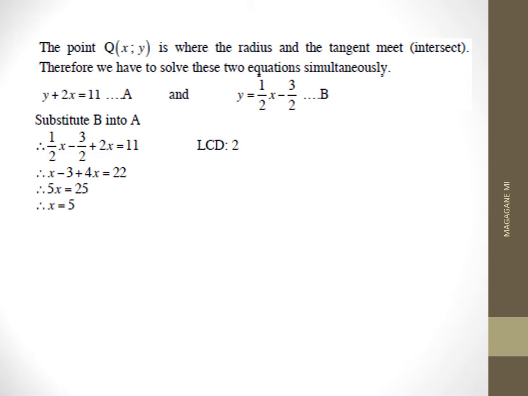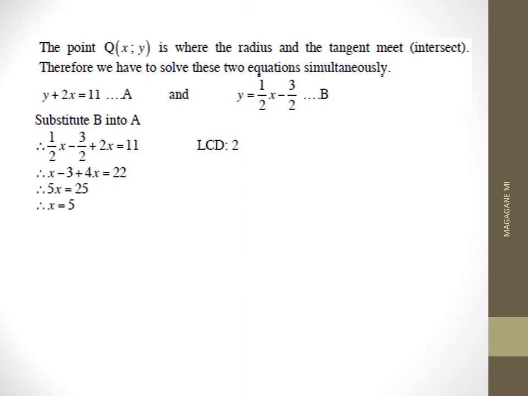Then from there we add our like terms. We have x plus 4x, which is 5x. Then we take 3 to the other side. We have 22 plus 3 equals 25. Therefore, we have 5x equals 25. Therefore, x equals 5. So we found our x value.